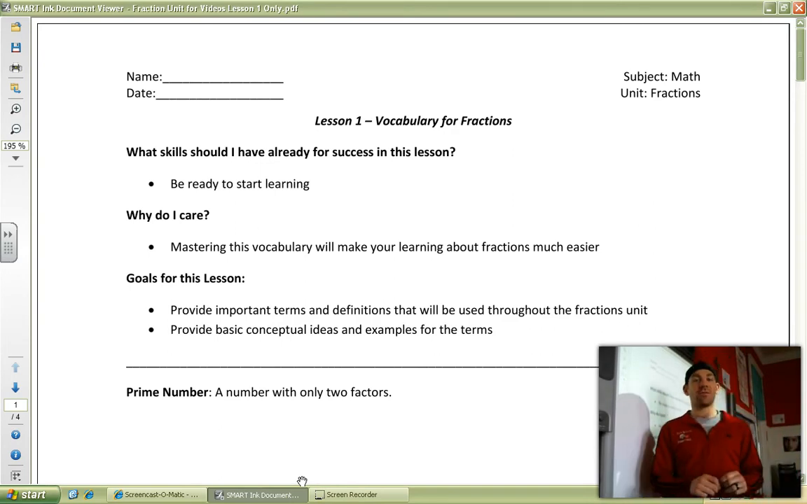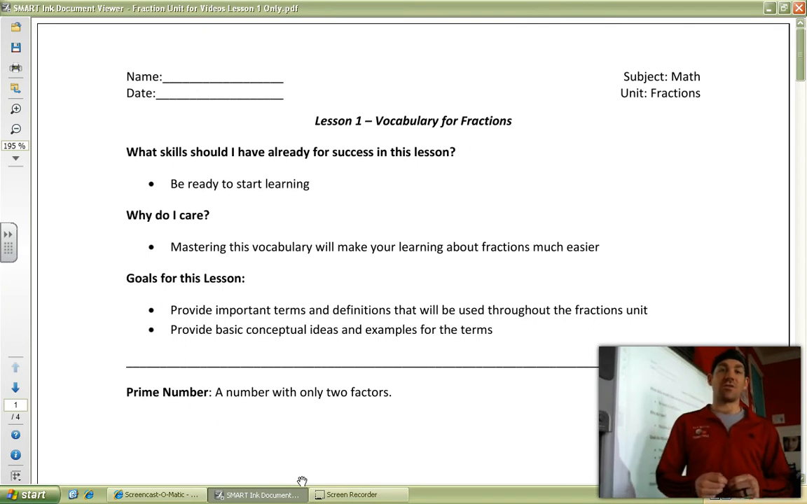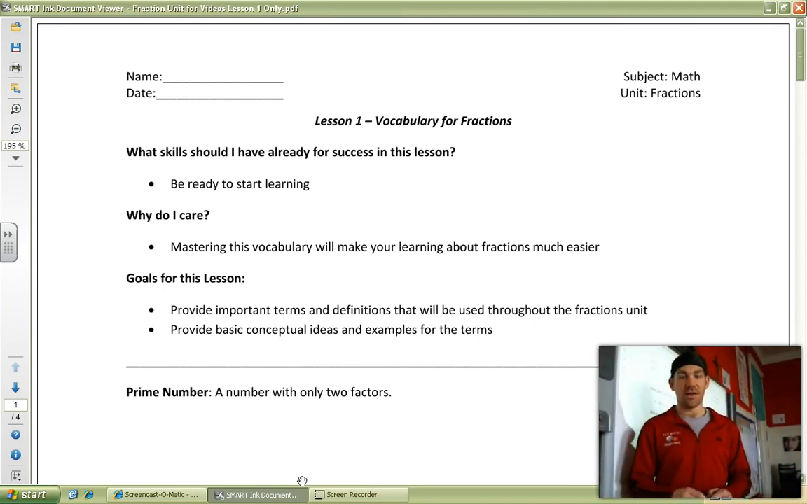We're going to start off with doing our fraction unit, and the very first thing I want you to learn is about vocabulary. So here we go.